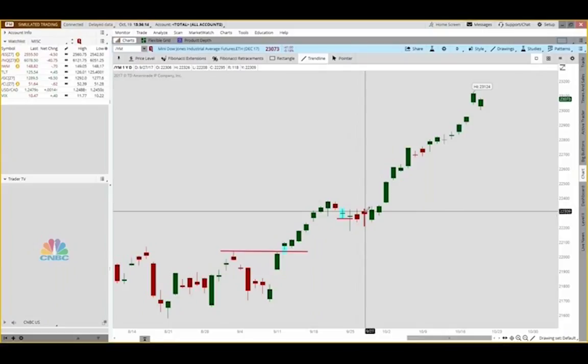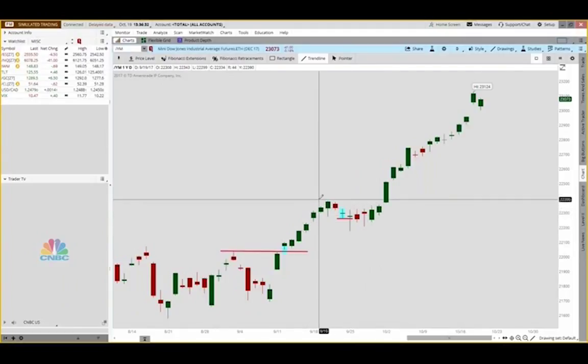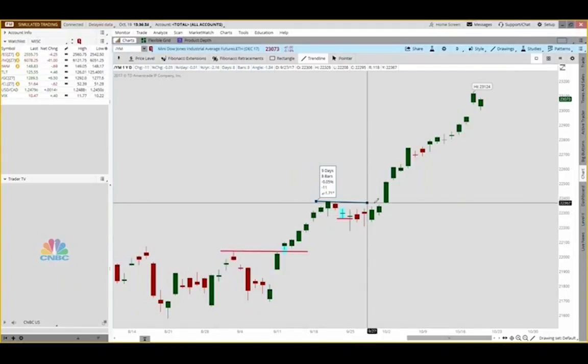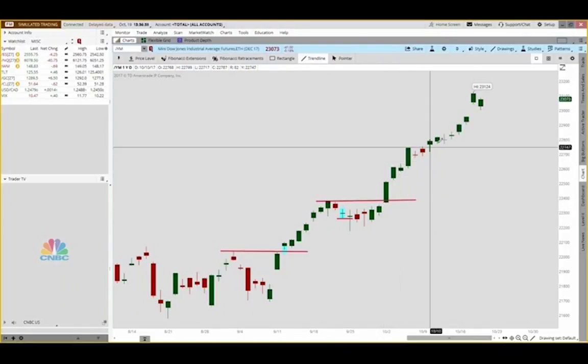Here, did sellers win the battle? Or who won this battle? It's a red candle, right? But if you look at the close compared to the previous close, we actually gained in price. We actually went up. So buyers actually won this battle. And they won this one, and they won this one. And now you have a previous high, you break, you go long, and now you're in this one.